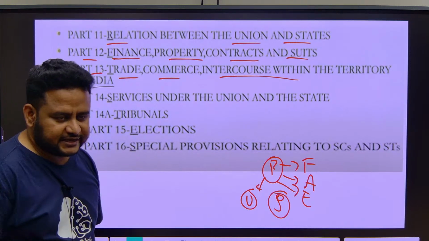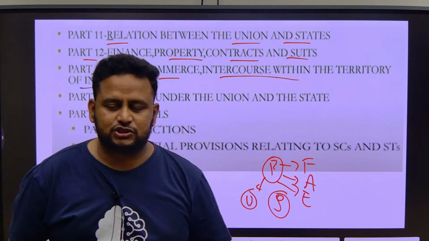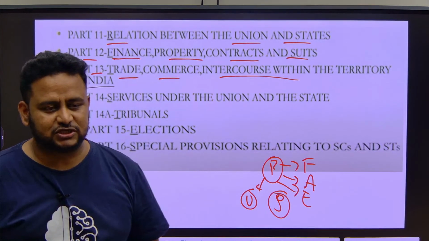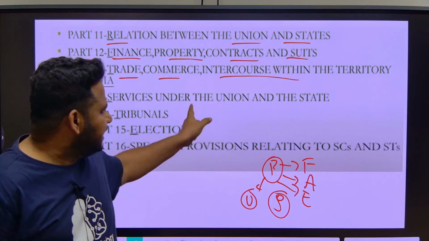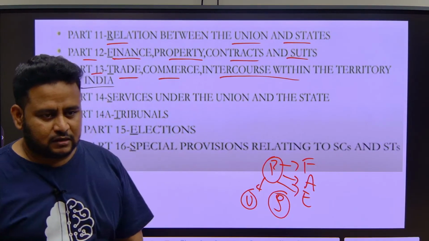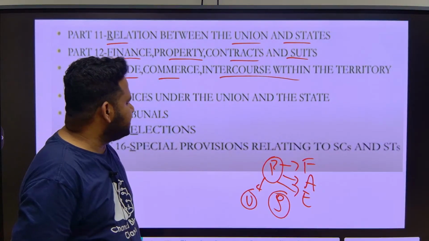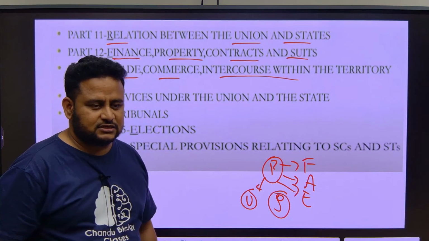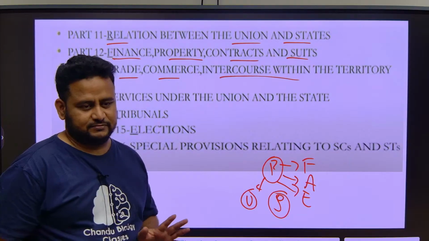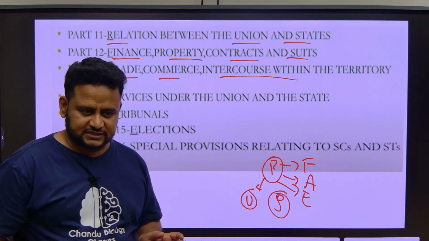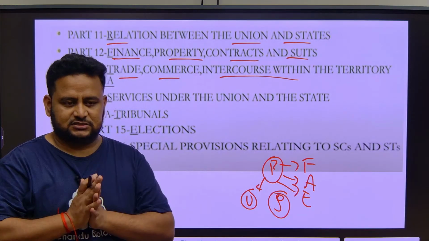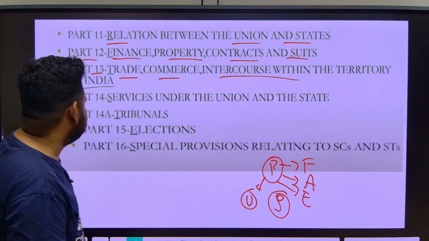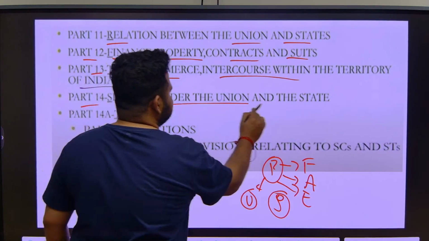So they can give a question. Part 13 of the Indian Constitution deals with, they can give various options, trade, commerce and intercourse within the territory of India. Got it? Or they can give trade, commerce, intercourse within the territory of India is dealt in which part? Part 13. They can give various parts. In the option which is having part 13, that is the right answer. Clear? Next one.